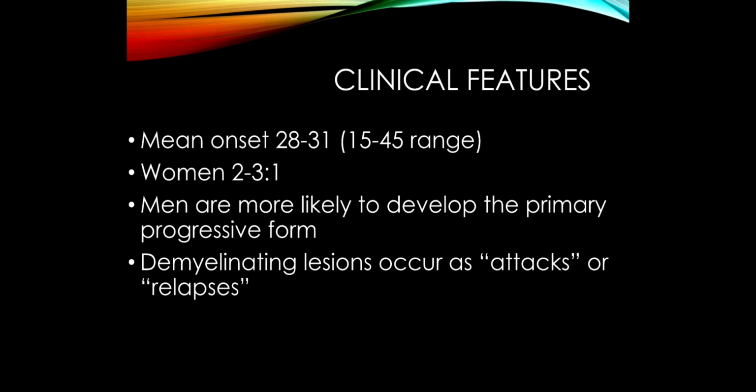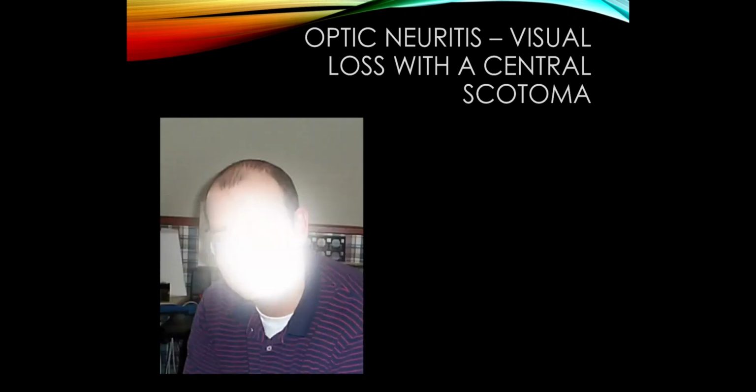So MS presents with episodes that come and go. There are distinct attacks on the myelin, and we refer to these as relapses. One of the most common involves the optic nerve. If you have an optic nerve demyelination, this is called optic neuritis, and this presents usually with a loss of central vision. Therefore, visual acuity is going to be quite diminished in that eye.